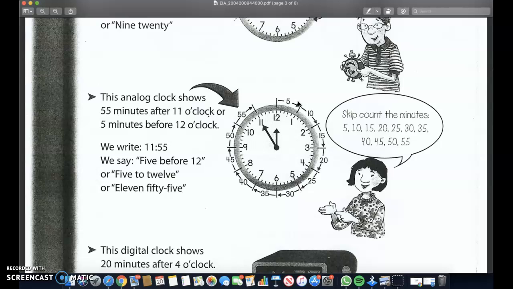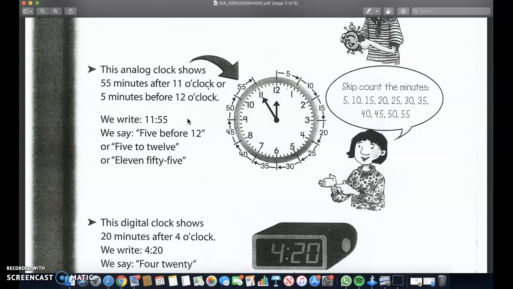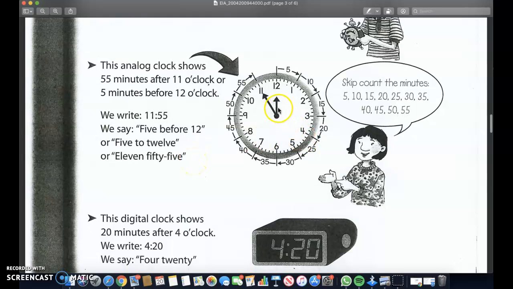This analog clock shows 55 minutes after 11 o'clock, or 5 minutes before 12 o'clock. So we can either write that it's 11:55, or we can say that it's 5 minutes before 12, or 5 to 12. Again, I look at my hour hand. It's almost at the 12, but it's not quite at the 12 yet, so I know it's 11. And if I skip count all the way, 5, 10, 15, 20, 25, and so on, when we get to the 11, we know that it's 11:55, or 5 to 12, because there's 5 minutes until 12 o'clock.